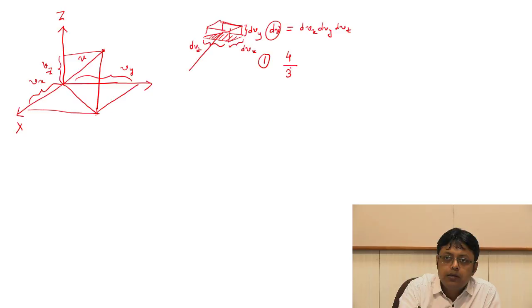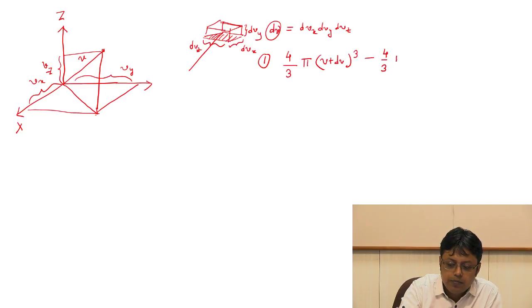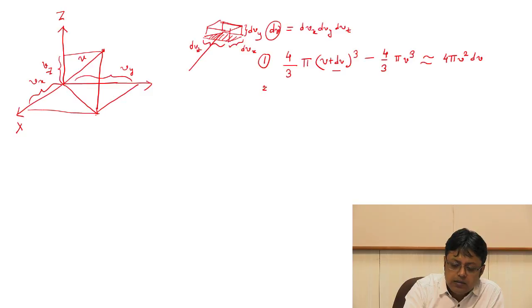So the volume of a sphere is 4/3 pi r cubed. Here it will be 4/3 pi (v plus dv) cubed, which is basically the outer sphere, minus 4/3 pi v cubed for the inner sphere. Again, you can approximate: the dv squared term and dv cubed term I'll ignore. So you can easily figure out that it will be 4 pi v squared dv.